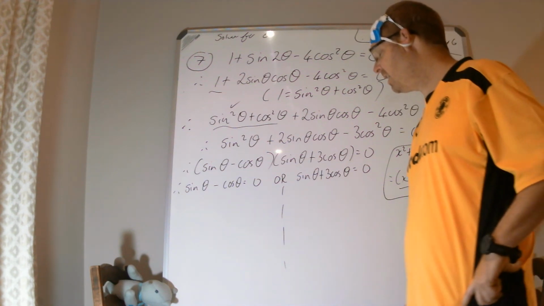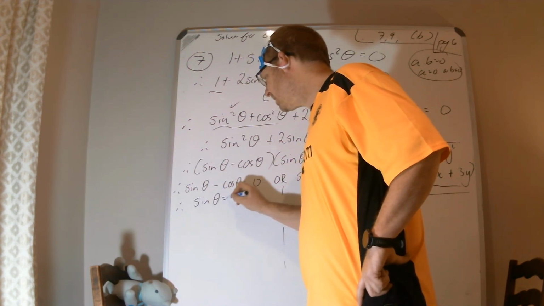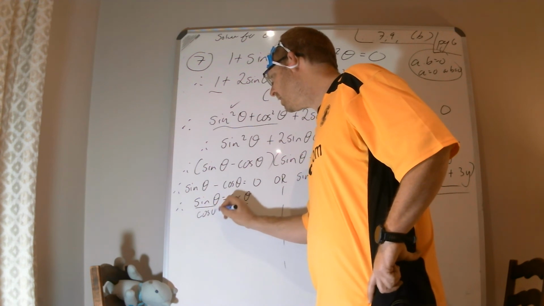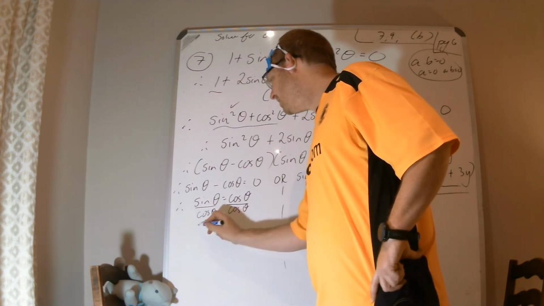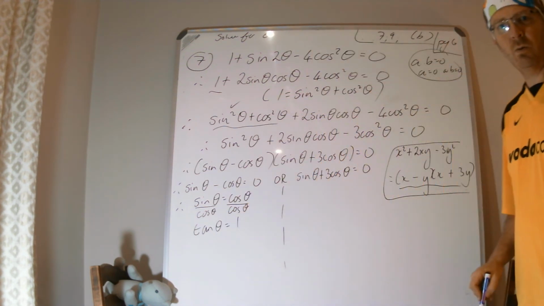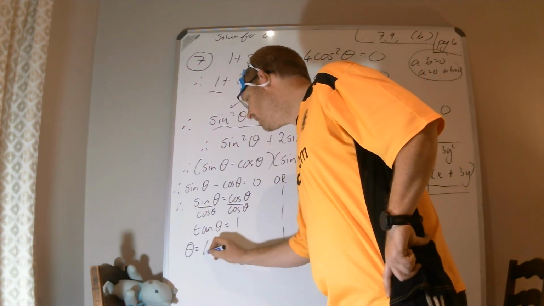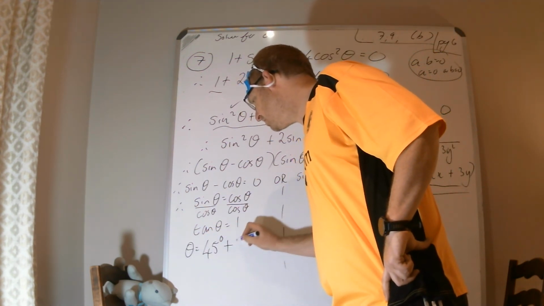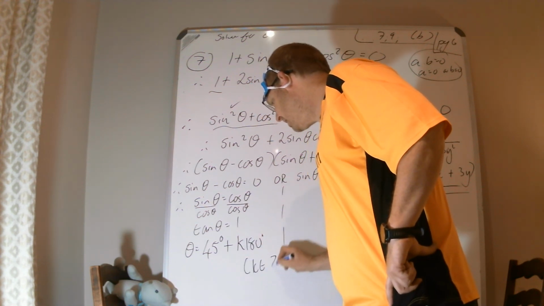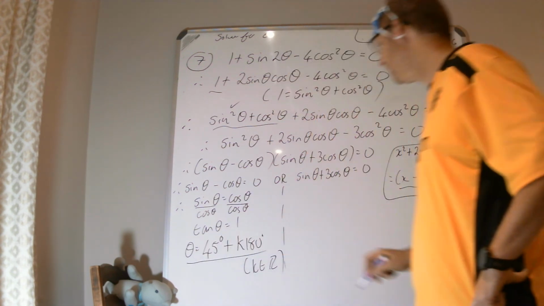So, yes, the angles are the same. Get sine on one side, cos on the other. What do we divide both sides by? Divide both sides by cos, and you get tan theta is equal to 1. So what's theta? Use your calculator. It's 45 degrees, or you should know that one actually, plus k 180, where k is an integer. So there's your one solution set.